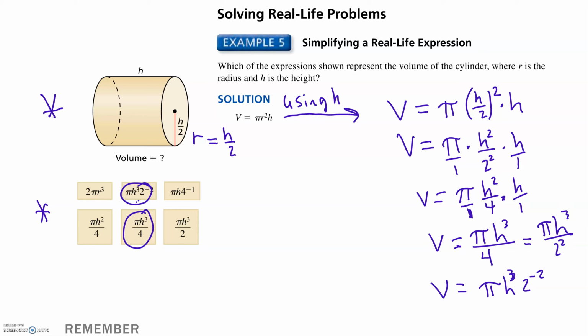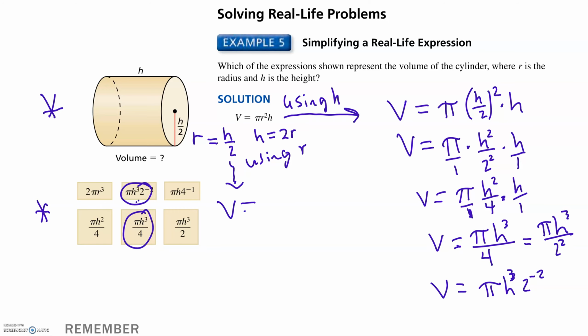All right, now let's do this using r. So using r. What I need you guys to notice is that if r is h over 2, then h is 2 times r. You get r by chopping h in half. You get h by doubling the r.